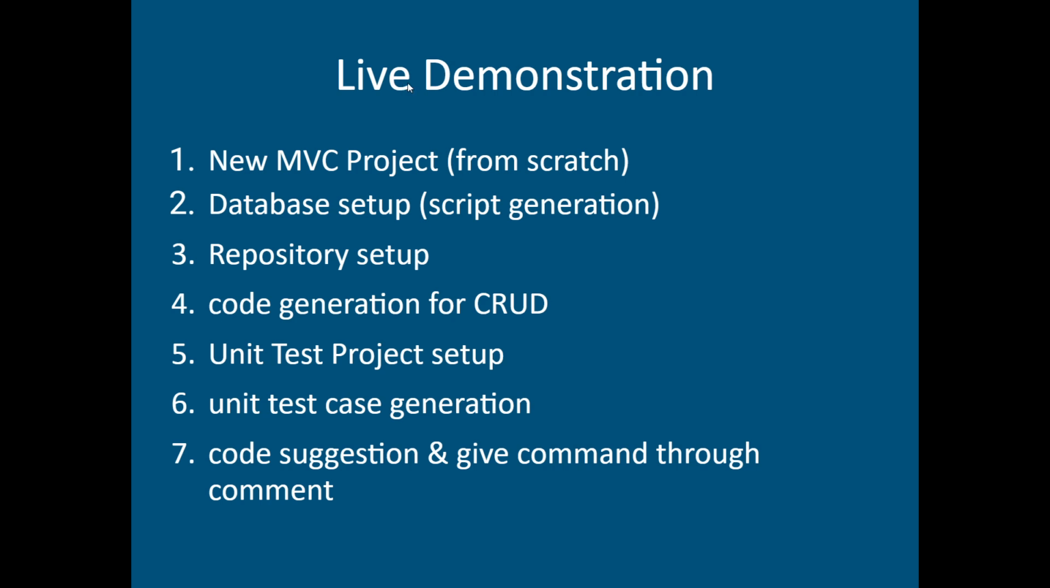Now in this demonstration, I'll cover seven points basically. I'll create an MVC project from scratch, I'll set up a database, and script generation will be done through Copilot only. We will not create tables manually. So it will be generated by Copilot. Then repository setup, code generation for the CRUD operations, then unit test case project setup, and we will try to generate one of the unit tests.